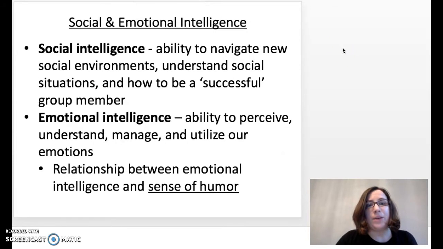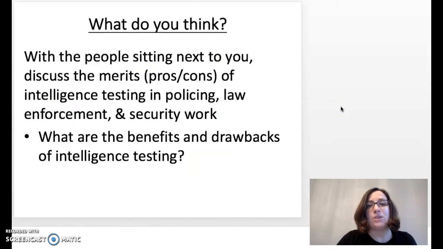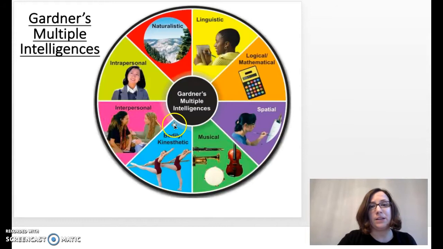So we also talked a little bit about social and emotional intelligence. Of course, on Howard Gardner's model, social intelligence would be interpersonal intelligence, and then emotional intelligence would be intrapersonal intelligence. So these two right over here.